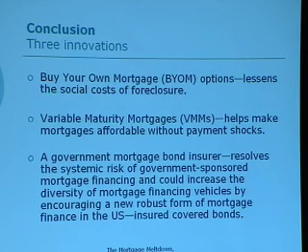So in conclusion, there are 3 innovations. Buy your own mortgage options lessen the social risk costs of foreclosures. Variable maturity mortgages help make mortgages affordable without payment shocks. And a government mortgage bond insurer resolves the systemic risk of government-sponsored mortgage financing and increases the diversity of mortgage financing vehicles by encouraging a new robust form of mortgage finance in the United States to insure covered bonds. Thank you very much.